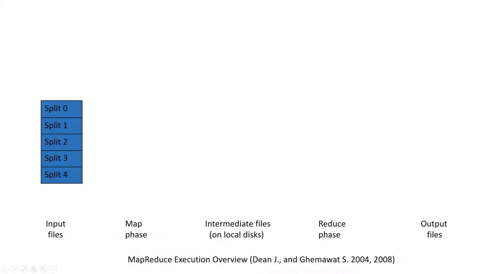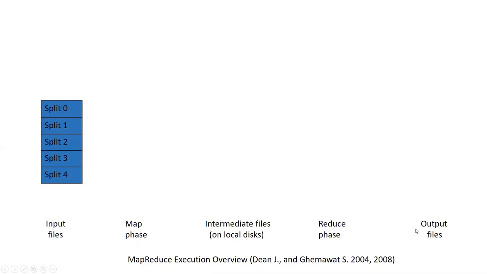Now let's look at the MapReduce execution overview as it was originally proposed by Dean and Ghemawat in 2004 and in their subsequent publication. This can be viewed as a pipeline of processing input files and moving on to the mapping phase, saving results into intermediate files, aggregating by the reduce function, and saving the results to the output files.